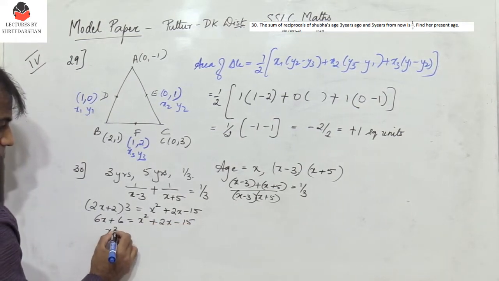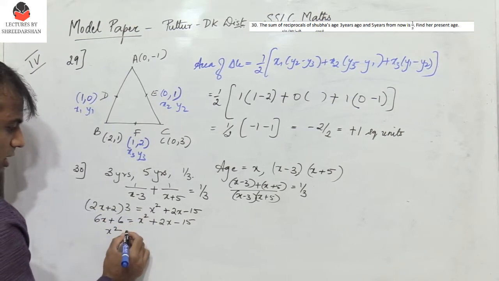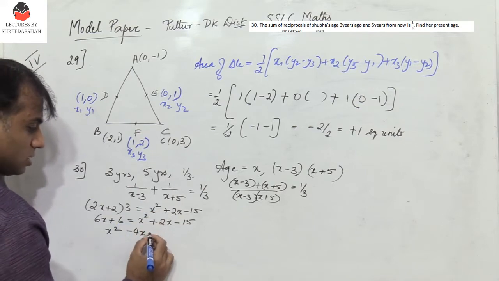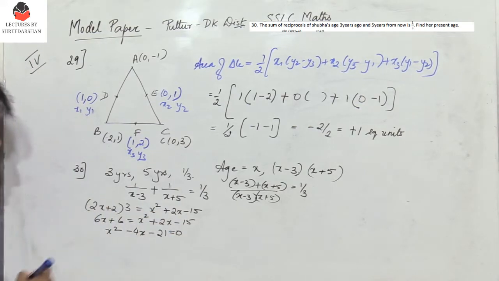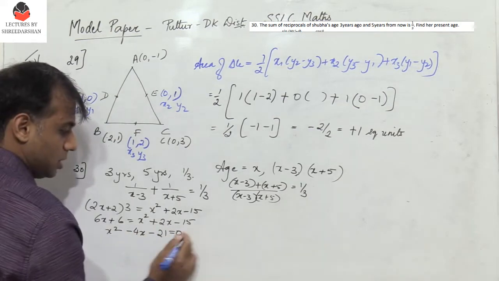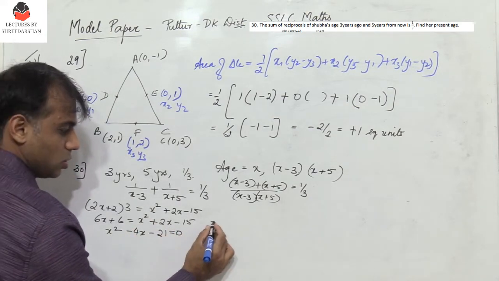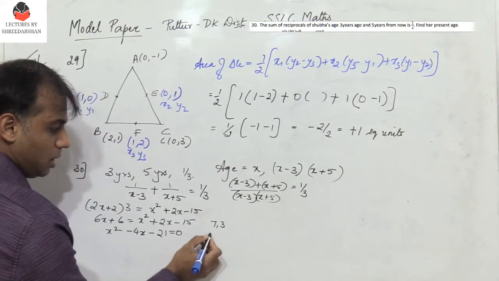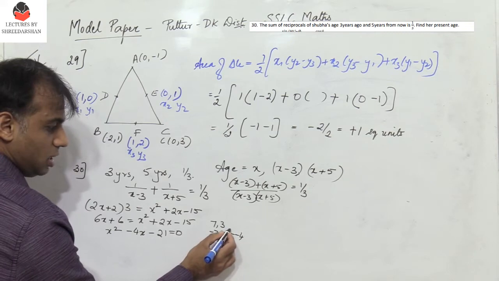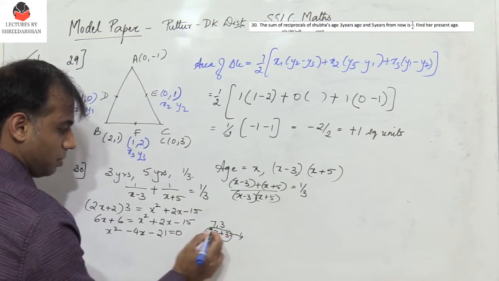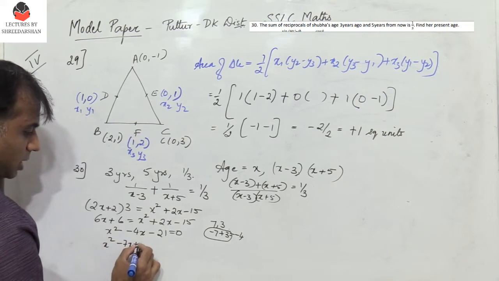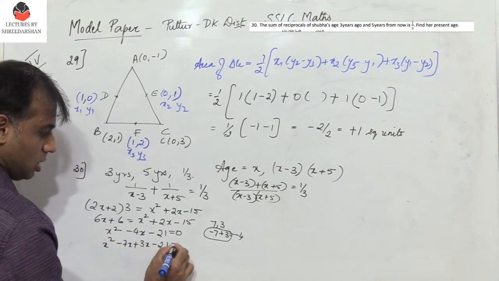Or I have x square. This goes to RHS, I get minus 4x. 6 goes to RHS, it becomes minus 6. So I have minus 21 equal to 0. So now I need to find two numbers which when you multiply gives 21. So we know that 7 into 3 is 21. But minus 7 plus 3 gives me minus 4. So these are the values, minus 7 plus 3. So x square minus 7x plus 3x minus 21 is equal to 0.